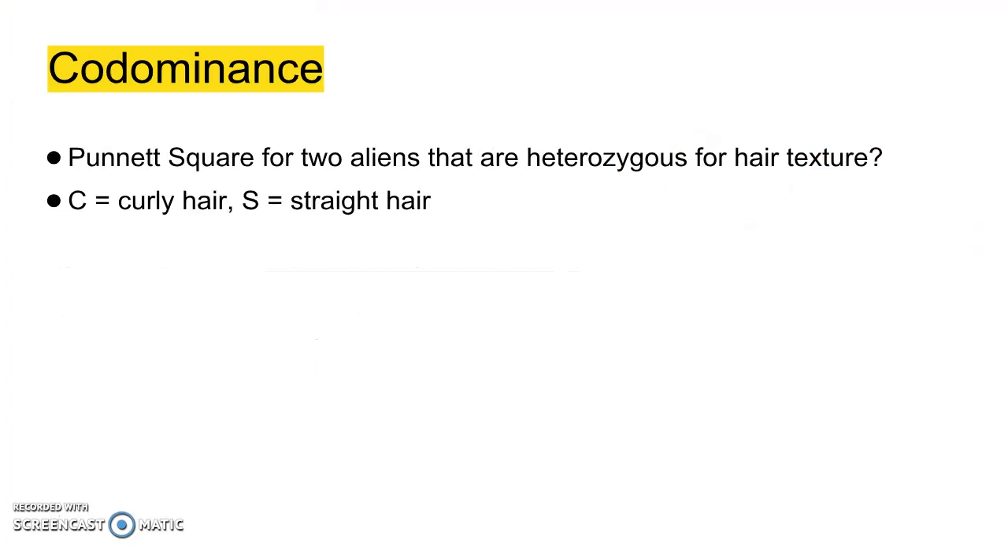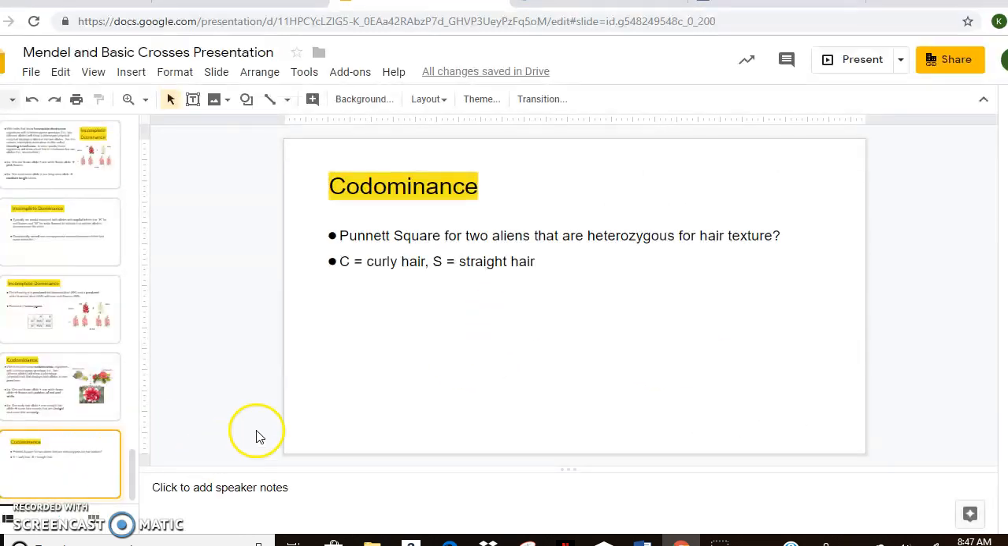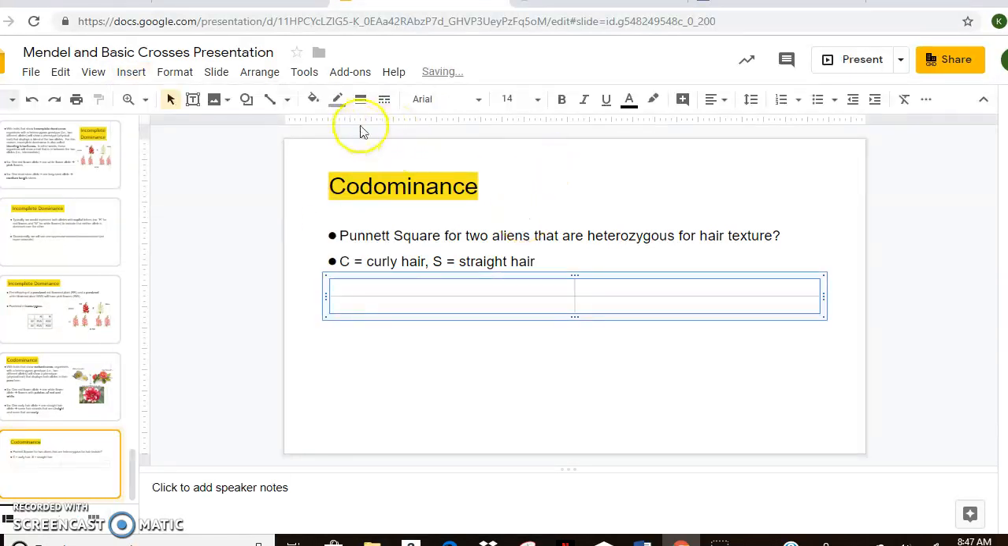Okay, so let's set up an example Punnett square for 2 aliens that are heterozygous for hair texture. So I'm going to go ahead and put a little table to represent my Punnett square in here.